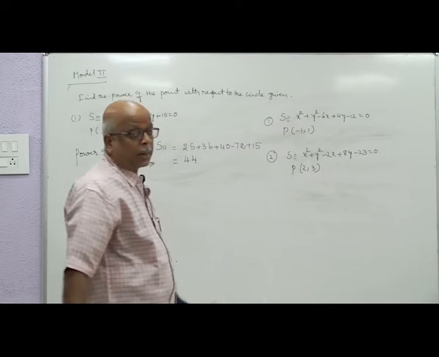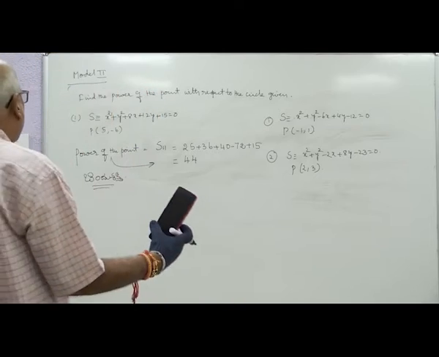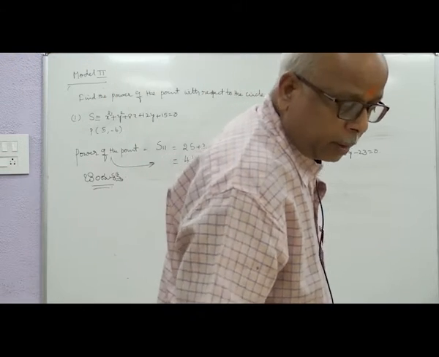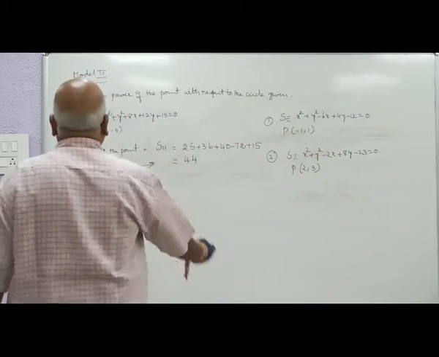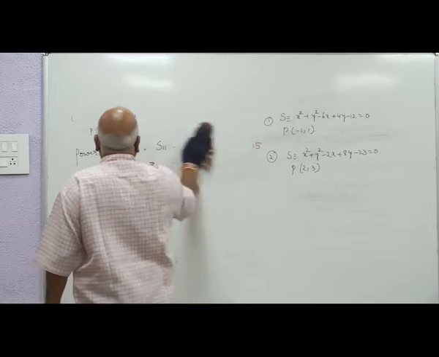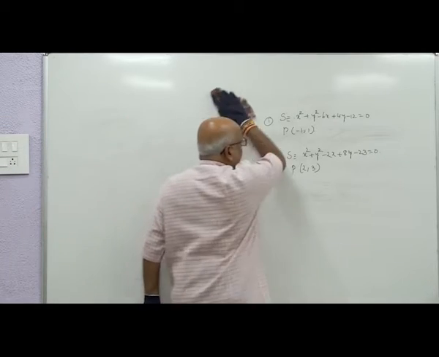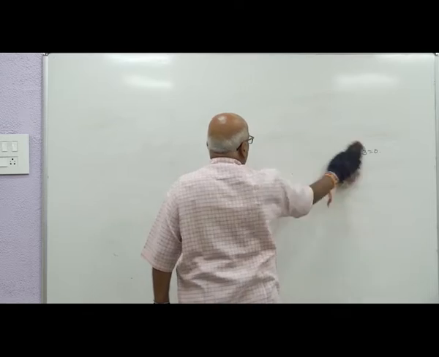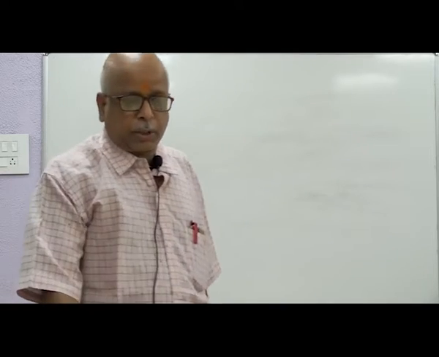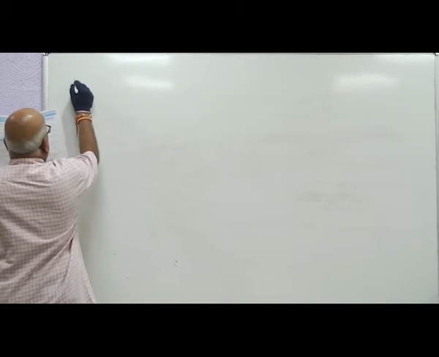Heading once again I will repeat: find the power of the point. Under that heading we have done the model 2 problems. Now third model is finding out the length of tangent of the given point with respect to the circle. Let us take up this one as model 3.